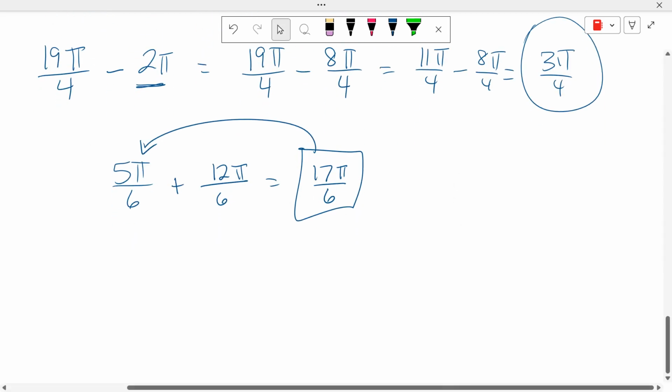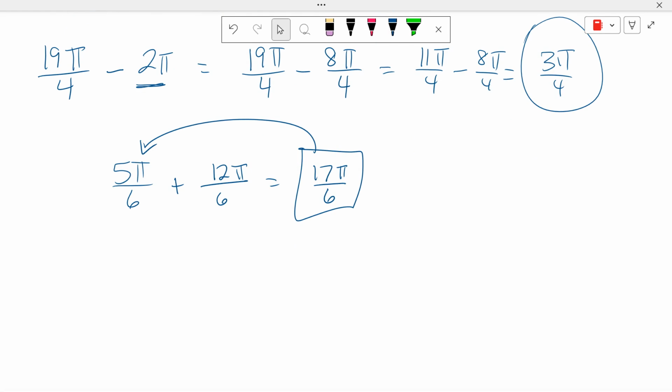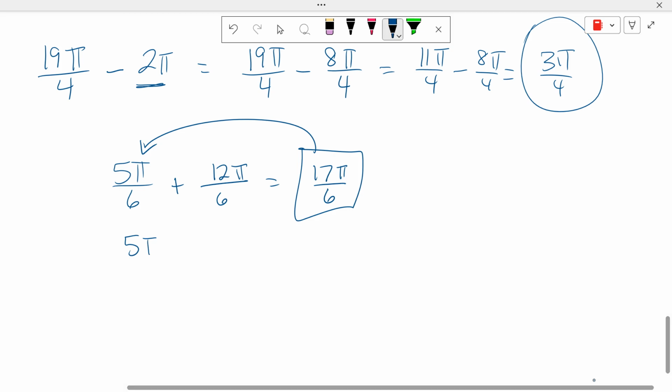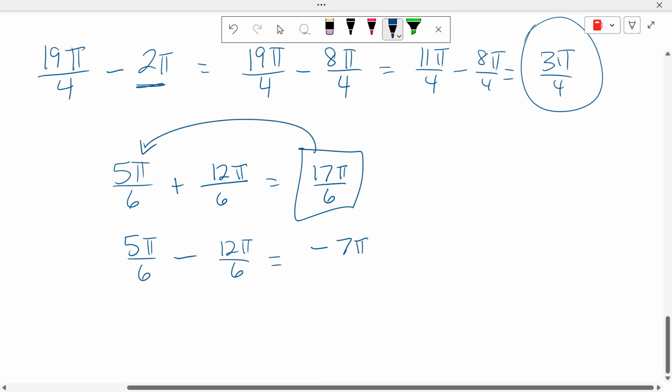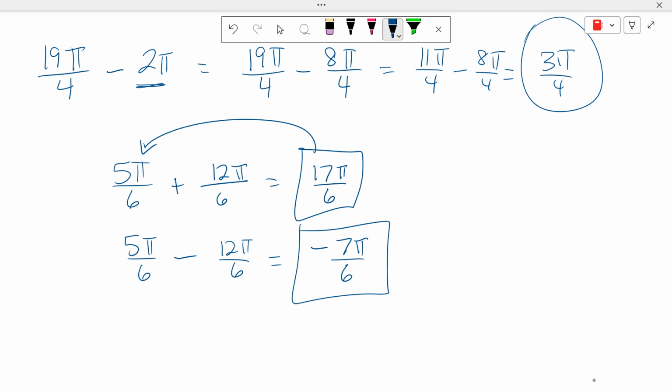Now I want to find one smaller. How do I find a smaller angle? Well, you take 5 pi over 6 and you subtract 12 pi over 6. So if we subtract 12 pi over 6, 5 minus 12 is negative 7 pi over 6. That's the next smaller coterminal angle. Okay? So that's coterminal angles.